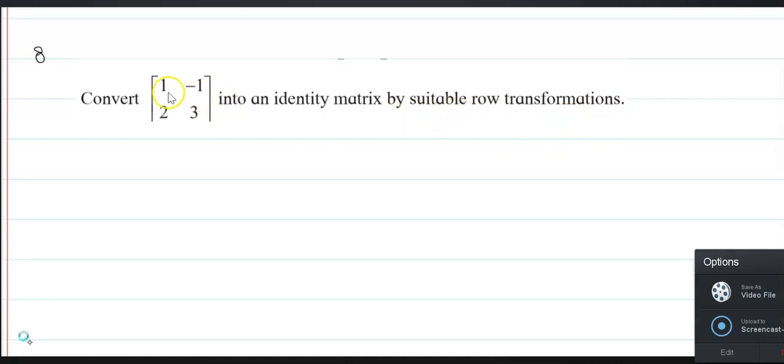Now, identity matrix means what? Here it is 1, 0, 0, 1. Here 1 is as it is. We make minus 1 here as a 0. For the 2 it is a 0 and for the 3 it is 1.